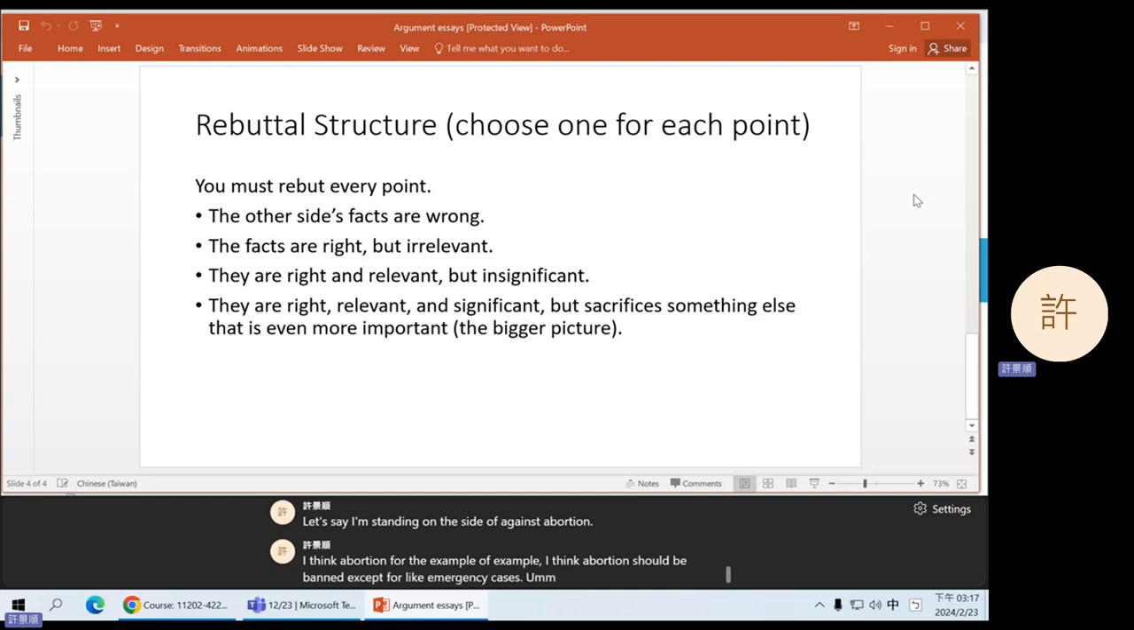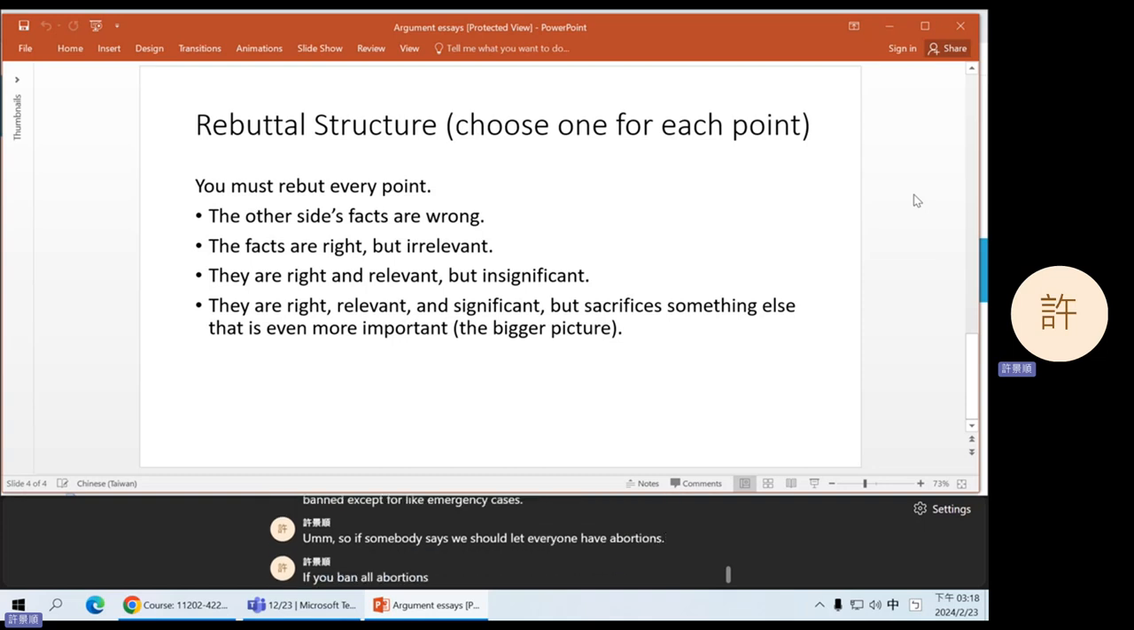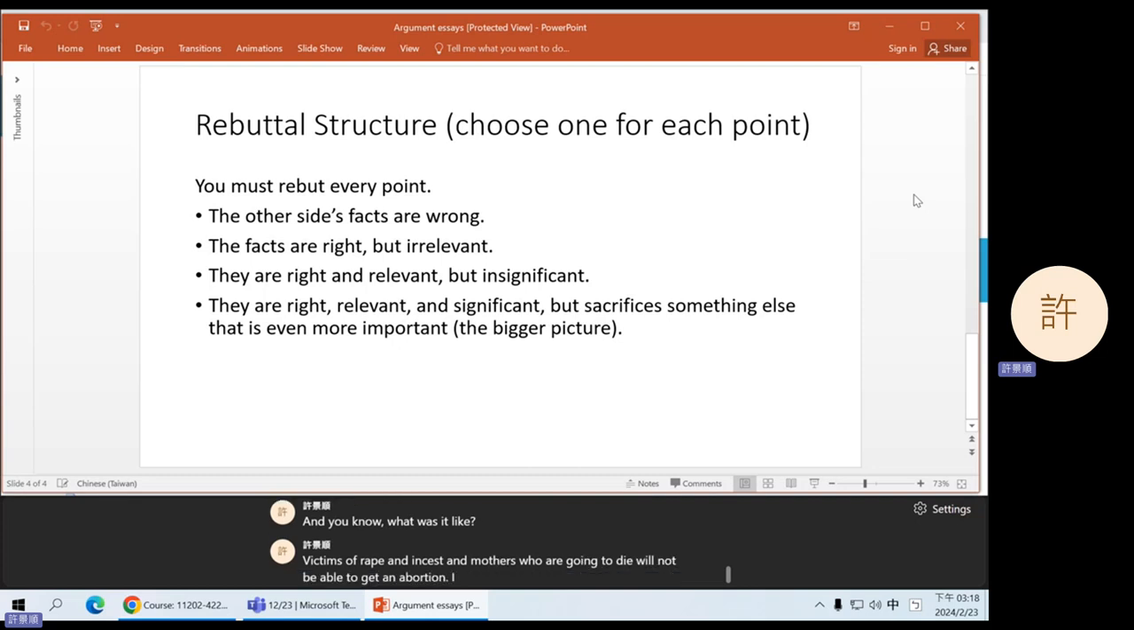So if somebody says, we should let everyone have abortions, if you ban all abortions, victims of rape and incest and mothers who are going to die will not be able to get an abortion, I can say, you're wrong. I don't support banning those kinds of abortions.